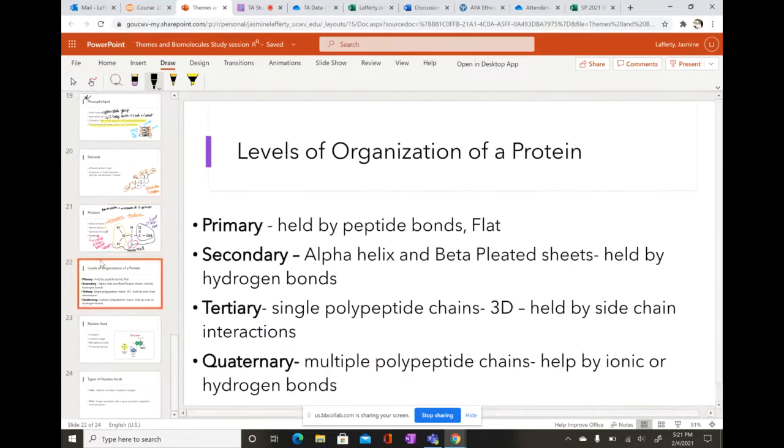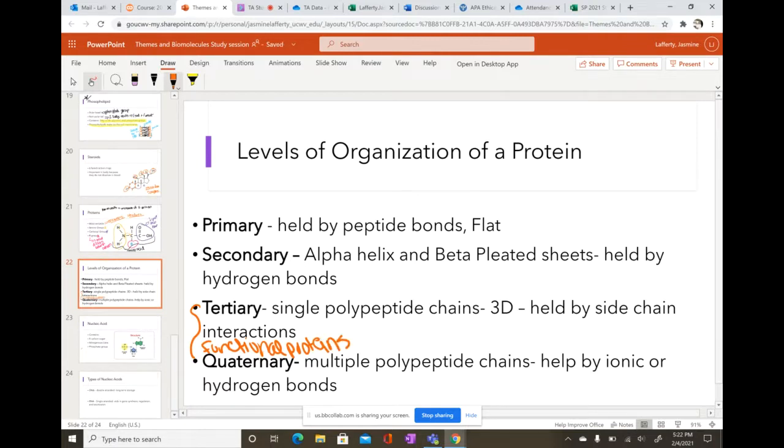All right, now we're going to move on to the levels of organization of a protein. You will need to know the bonds for every single level. So I have some mnemonics for you. You will also need to know tertiary and quaternary. I know we haven't talked about quaternary yet, so I'll introduce it to you all. These two are functional proteins, because they are 3D.